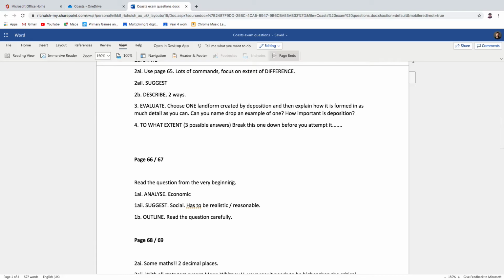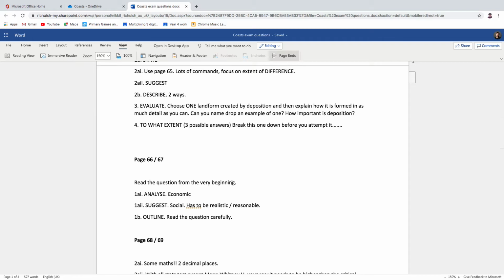2A part 2, suggest 1 reason why rates of coastal erosion vary. That's a very small little trip hazard. Lots of people know loads about coastal erosion and why it varies. If you start going off on a long rant, A, it's not worth it. This question is only worth 2 marks, and B, they only want 1, so they're only going to give you marks for the first one you mention. All right, just a little trip hazard.